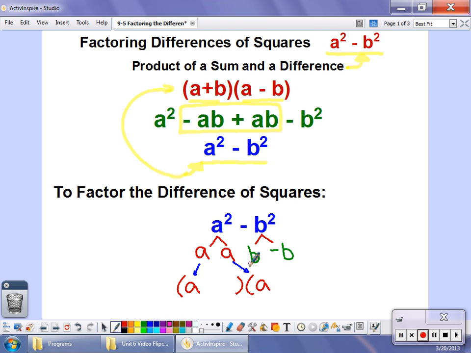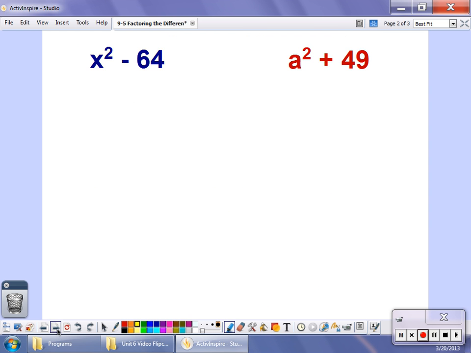And then I'm going to take my b's and break them apart too. I'll put 1b here, this is my plus b, and then I'll take this b here, my minus b, and put it on this side. And we can see that what I've done when I've broken it apart is I've ended up with the product of a sum and a difference. So let's try this with numbers now.